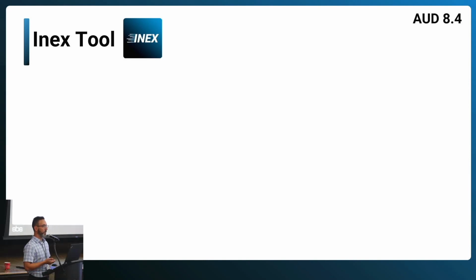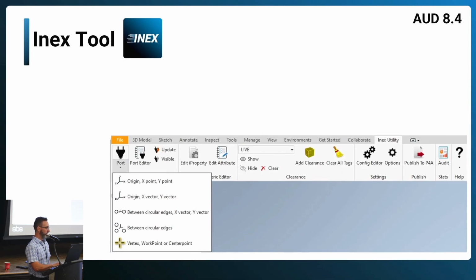A lot of you may not be familiar with the iNext tool. This is the tool for defining 3D content in Inventor. It's a plugin for Inventor, and here you can see the main ribbon tab. It defines functions for creating ports. So rather than defining those ports in AUD, in P4A, in the part editor, this allows you to define the ports and all the other metadata for that 3D content in Inventor so that it can remain the data of record for that 3D content.